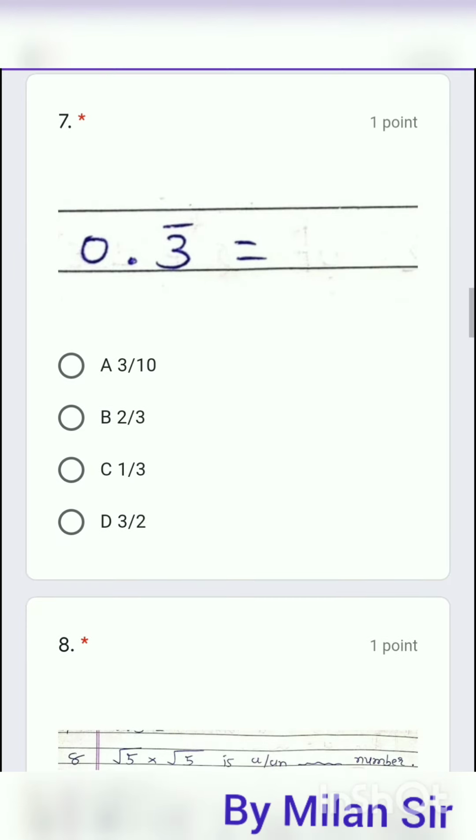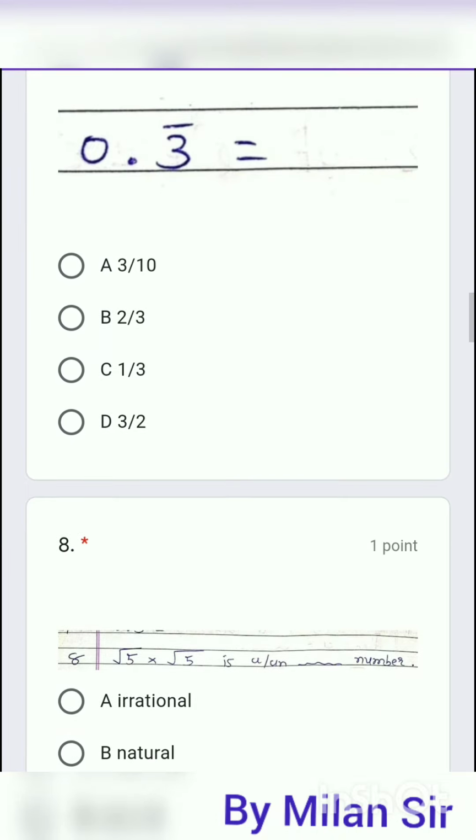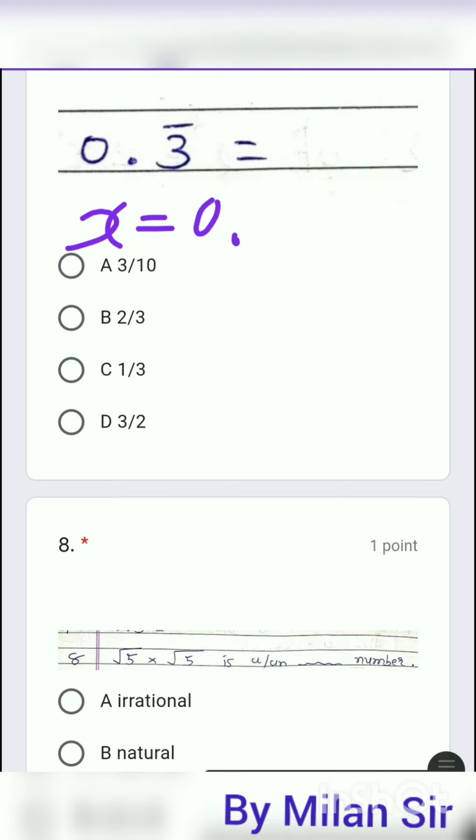After that, question number 7. Here we have 0.3 bar and we need to convert it into the p by q form, because our options are given in the p by q form. So this method we learned in chapter number 1, right? First of all, assume x is equal to 0.3 bar. Now 3 bar means 3 repeats infinite number of times.